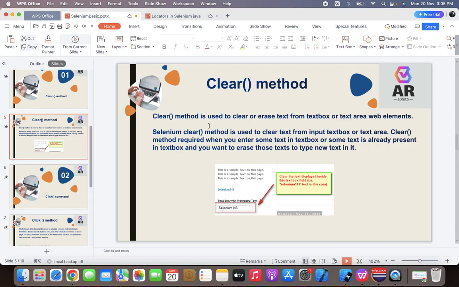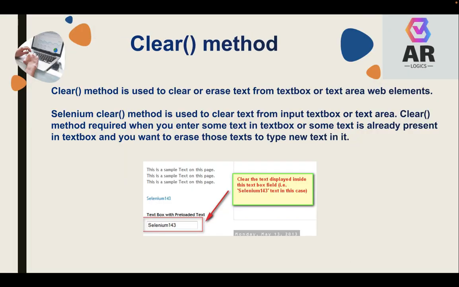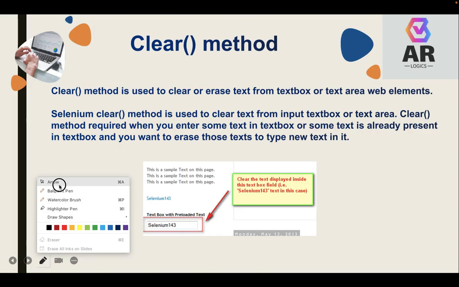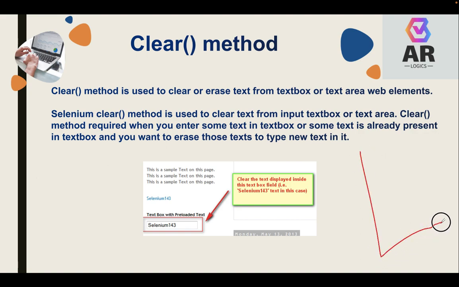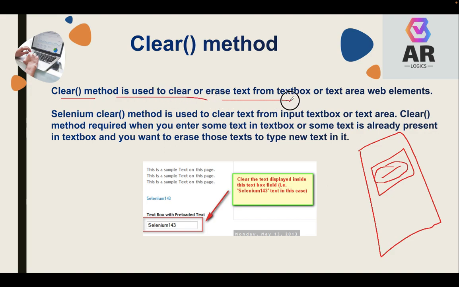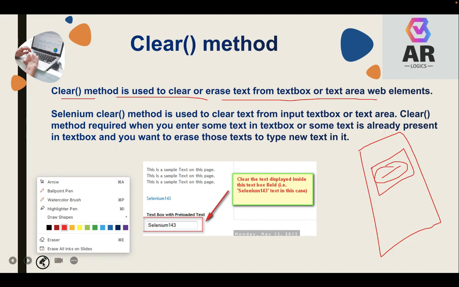This is for all web elements. The clear method is used to erase the text area. Now this is a Facebook page. Inside the Facebook page I already wrote something, blah blah. I need to clear this one. I don't want this one. Now for that, you need to use the clear method. This method is used to clear or erase the text inside the text box. So now I can use the clear method.